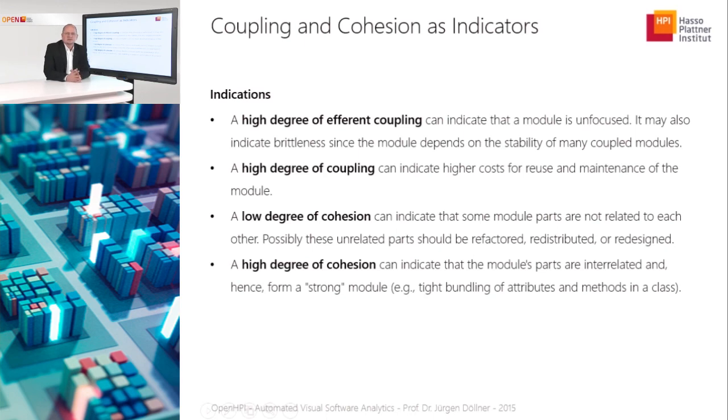So let's evaluate the findings so far. We have talked about coupling and cohesion, and we can use coupling and cohesion as indicators. What do they indicate? A high degree of efferent coupling can indicate that a module is unfocused. It may also indicate brittleness, since a module depends on the stability of many coupled modules. A high degree of coupling, in general, can indicate higher costs for reuse and maintenance of the module.